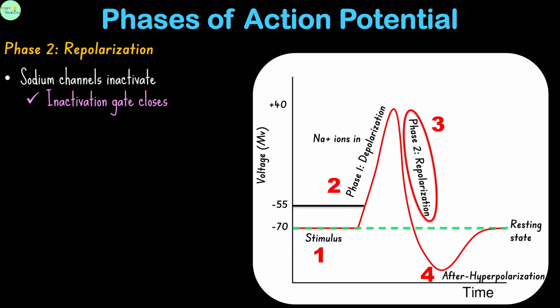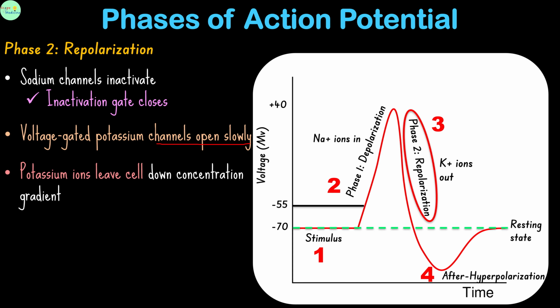Phase 2 is repolarization. Sodium channels become inactivated as their inactivation gate closes, stopping sodium influx. Voltage-gated potassium channels open slowly, allowing potassium ions to leave the cell down their concentration gradient. This net loss of positive charge restores the negative membrane potential.